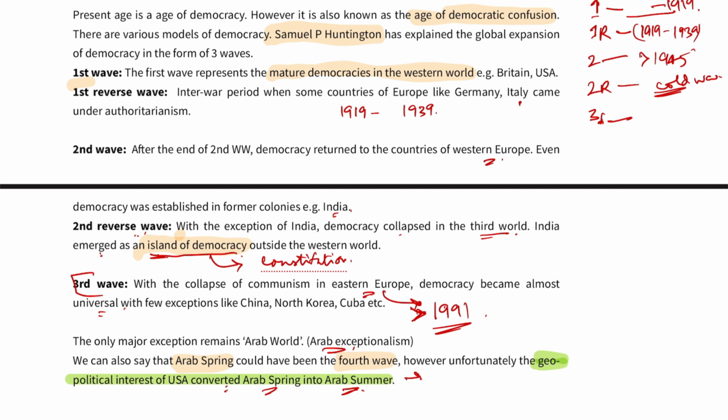And third was post collapse of USSR. So perhaps. And the fourth would be the Arab Spring. Fourth reverse would be the Arab Summer. What is currently going on? Is there a democracy wave or reverse wave?